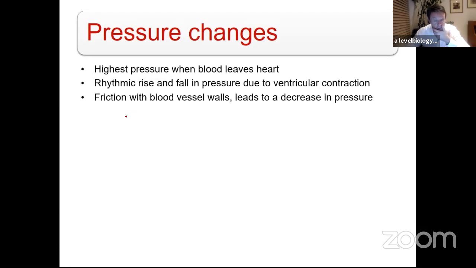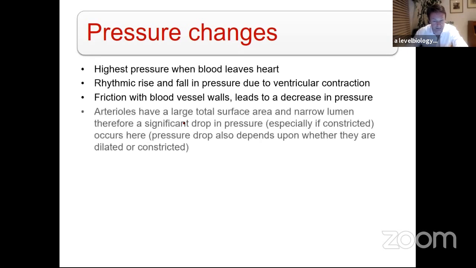There's a rhythmic rise and fall because of ventricular contraction. The further it goes away from the heart, the more friction there is, which leads to a decrease in the pressure. Arterioles have got a very large total surface area and a narrow lumen, therefore a significant drop in pressure.